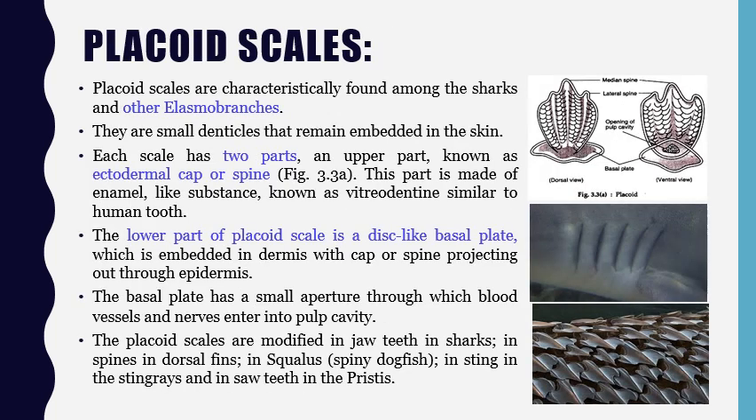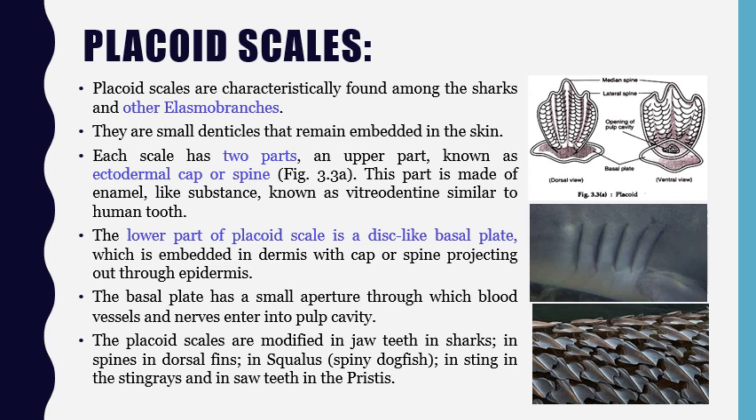First is placoid scale. जैसे कि डायग्राम में दिखाया जा रहा है, these are the placoid scales. This is the fish where the placoid scales are present. No scales are seen, but in microscopic slides, these scales are like this. This diagram shows the placoid scales. Placoid scales are characteristic of sharks and the elasmobranchs. These are small denticles that remain embedded in the skin. Skin के अंदर ये present होते हैं. These are called the dermal scales.